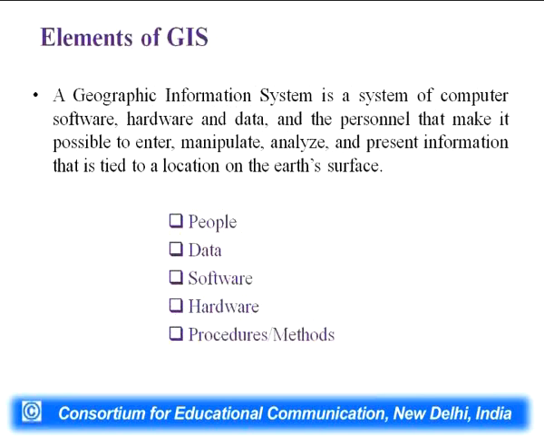Then another aspect of GIS is the elements of GIS. A geographic information system is a system of computer software, hardware and data, and the personnel that make it possible to enter, manipulate, analyze and present information that is tied to a location on the earth's surface. There are 5 components or elements of GIS: people, data, software, hardware and procedure. All together make this GIS.